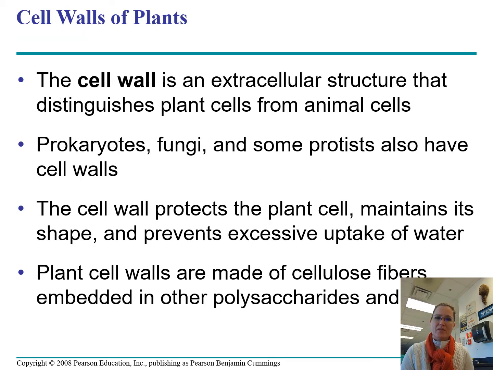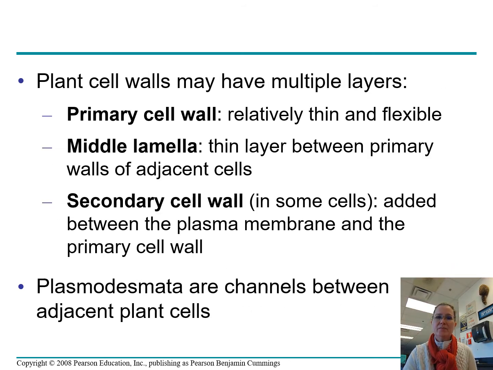So the cell wall is a rigid outer part of certain things. Plants is the easy one to remember. Some bacteria, some fungi, and some protists have cell walls. We do not. What it usually has something to do with is structure and controlling water in and out. And then this is just talking about different layers. It's just vocabulary.